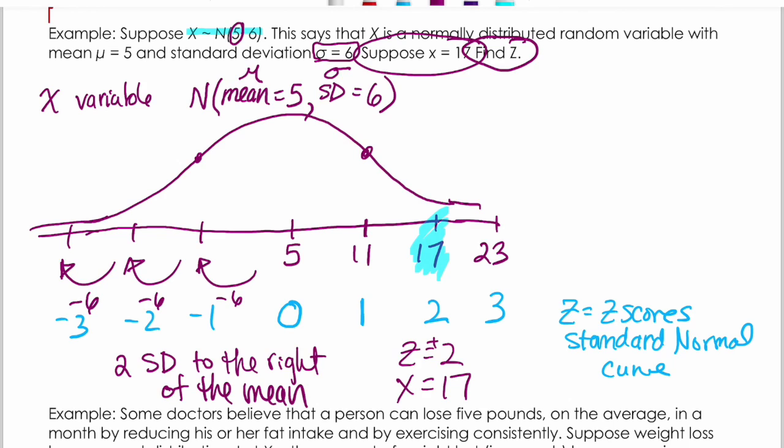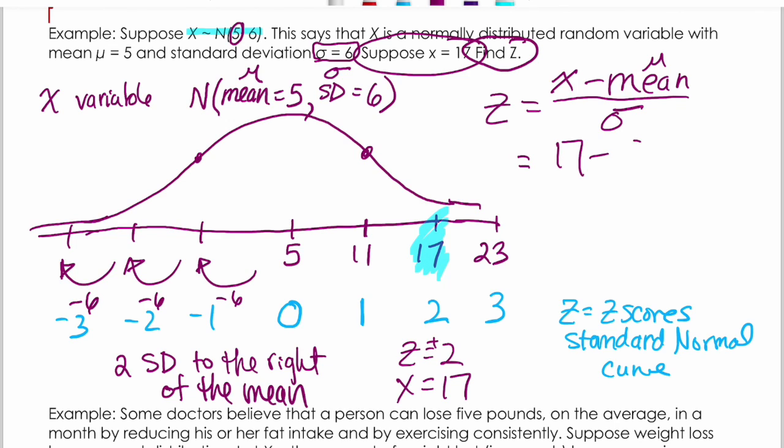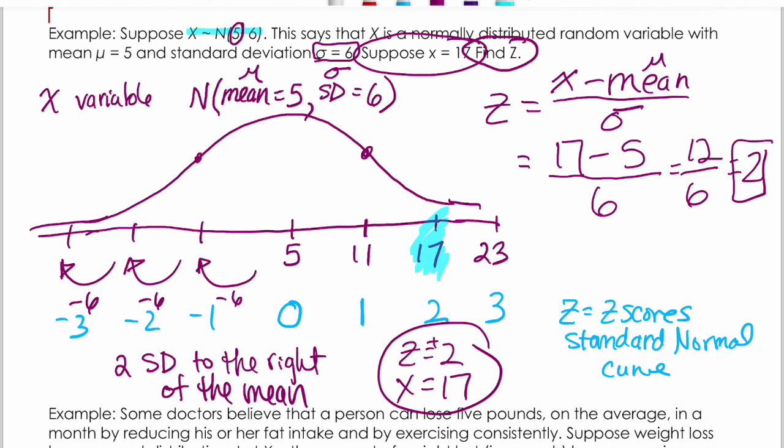Now, if it wasn't something that we could visually check on our graph and it was something in between one of our whole numbers, then remember we have this formula, z equals x minus the mean, which is our mu, divided by our standard deviation. So I would put in my raw score of 17, I subtract my mean, which is 5, and I divide by my standard deviation, which is 6. So I would get 17 minus 5, which is 12 over 6, and we get 2, which checks out when we check it visually on the graph.